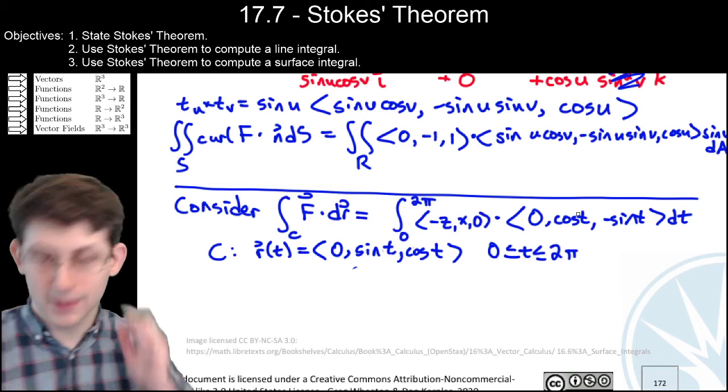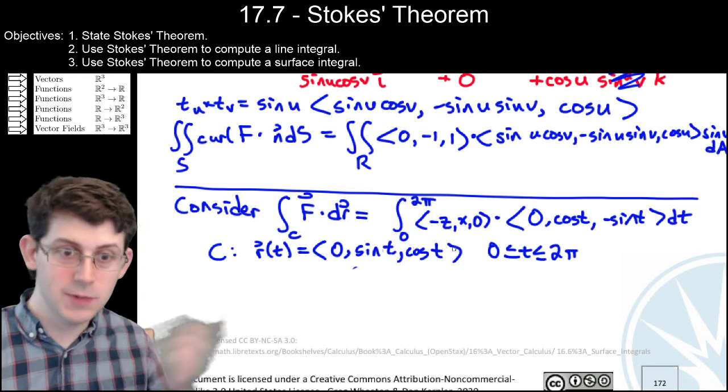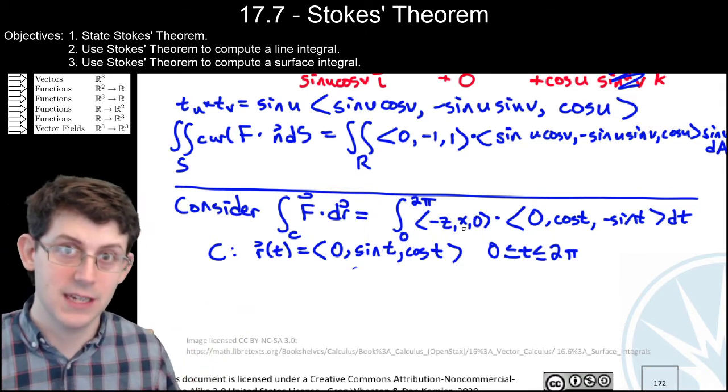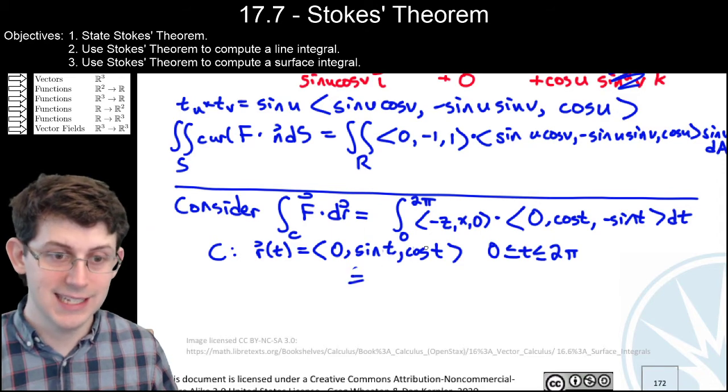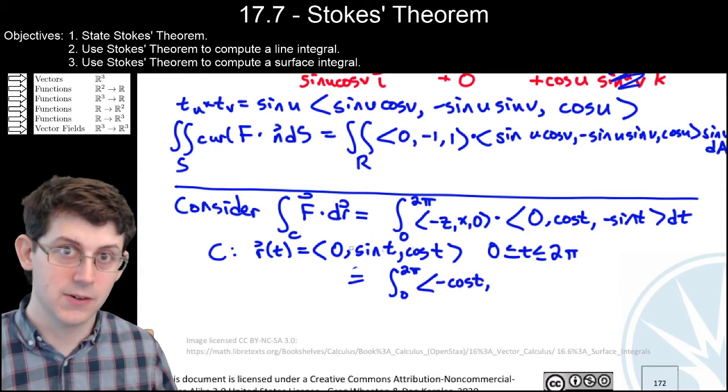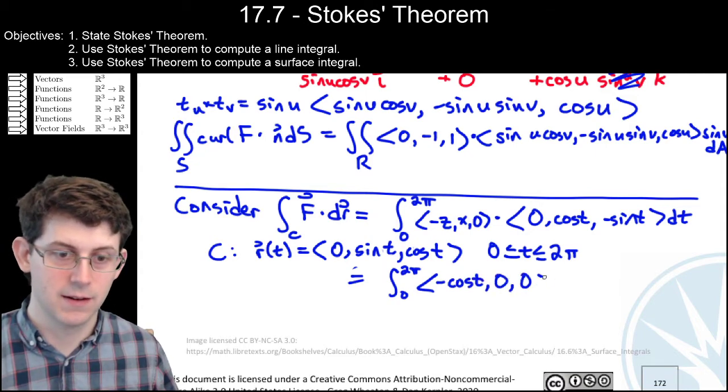Okay, this is where students get stuck all the time in this class. Too many variables. There's variables everywhere. What do I do with z? What do I do with x? And the answer is your parameterization tells you what to do with it. z is cosine t. x is 0, according to your parameterization.